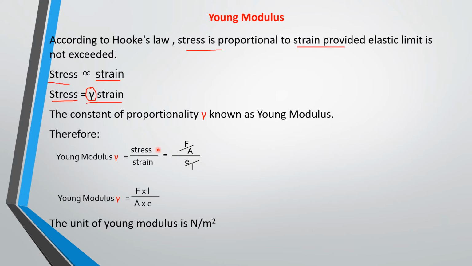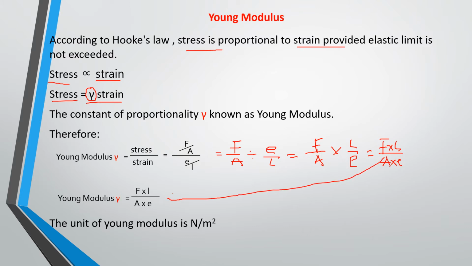If you write this out, you are going to have that Young modulus equals force times length all over area times e. You can write it like this: F over A, divided by e over L. This is the same thing as F over A multiplied by L over e. Your normal simple mathematics. So this gives you F times L all over A times e. That is exactly what we have here.